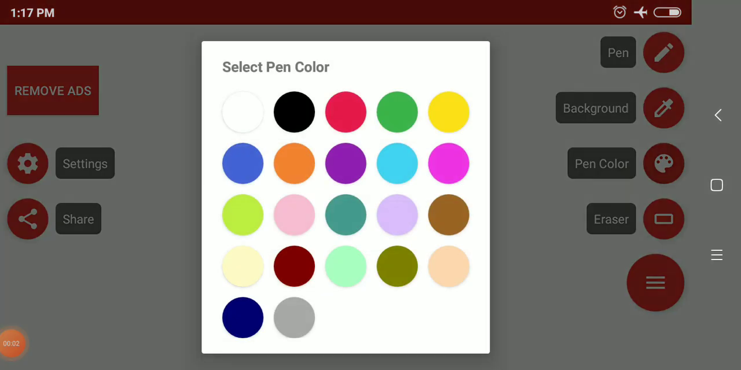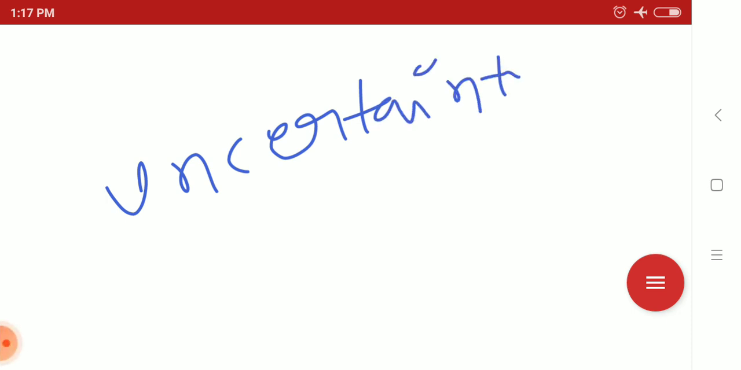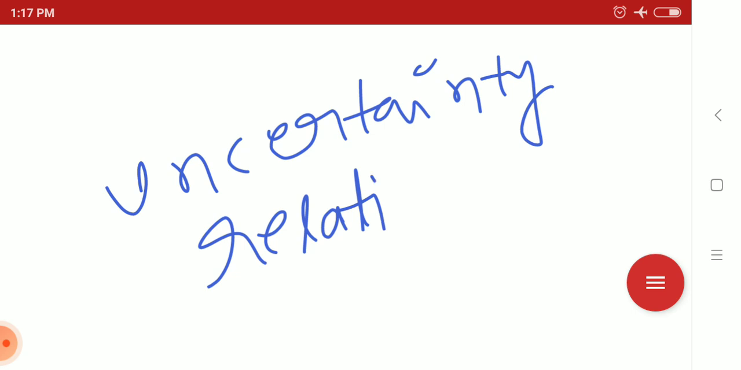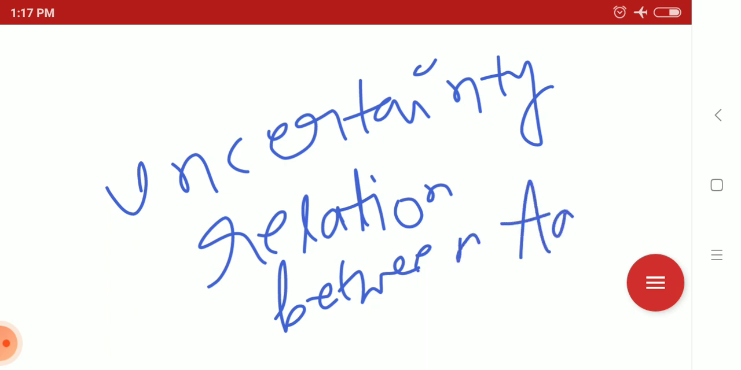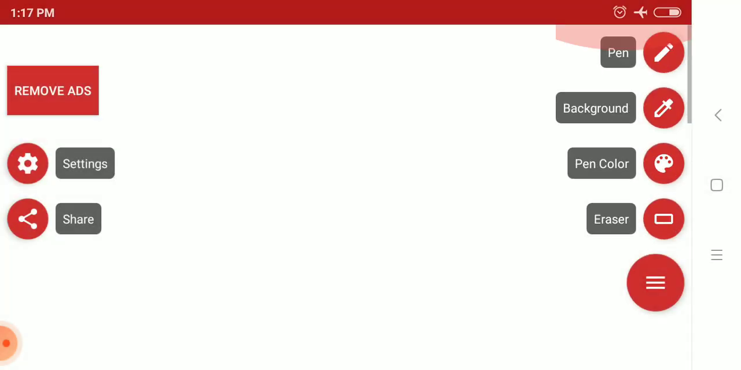Today I am going to discuss the uncertainty relation between two operators. Means you have two operators A and B. So what is the relation between the uncertainty of A and the uncertainty of B? Let's discuss that.